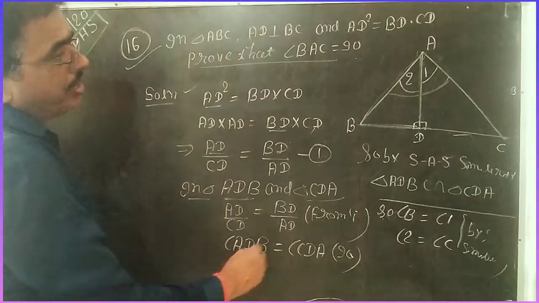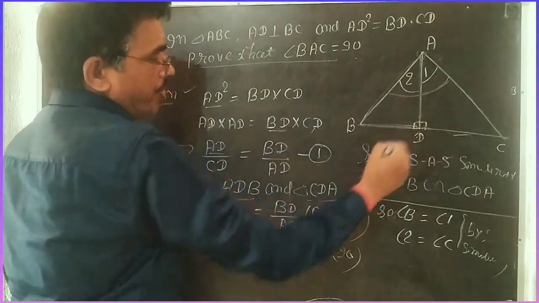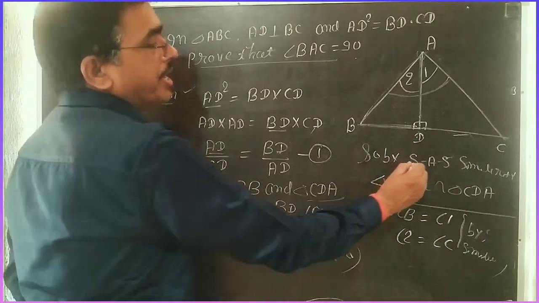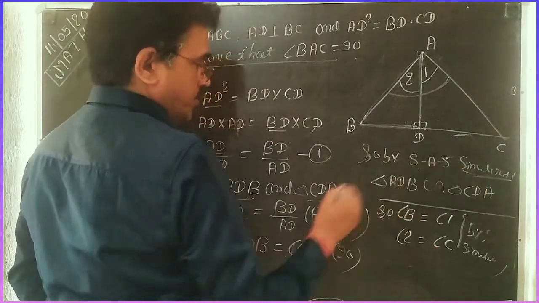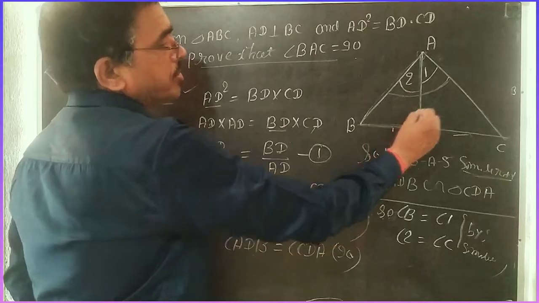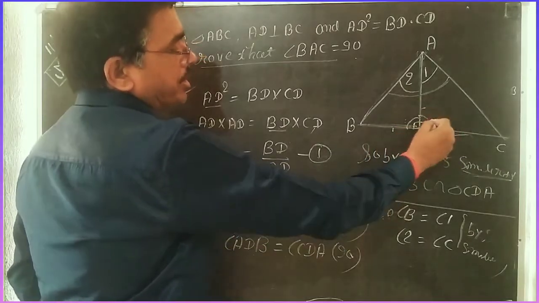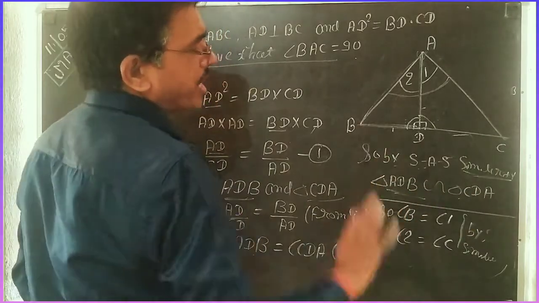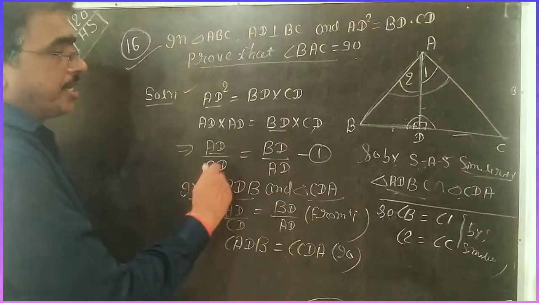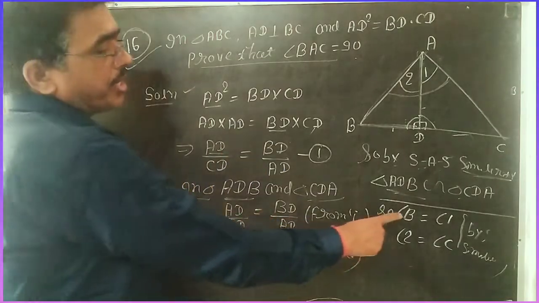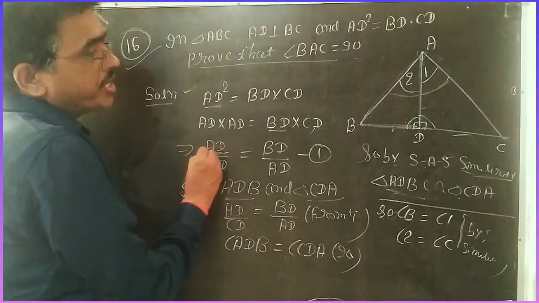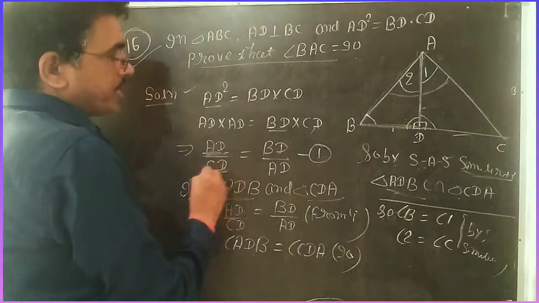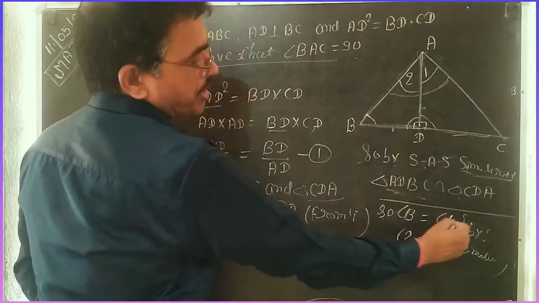Second, angle ADB is equal to angle ADC. Both are 90 degrees. So by the SAS similarity method, two sides and the included angle, these two sides and one angle, these two sides and one angle, both triangles are similar. If these triangles are similar, then their corresponding angles are equal. How can you take the corresponding angles? Opposite of AD is B. Opposite of CD is 1. So B is equal to 1.